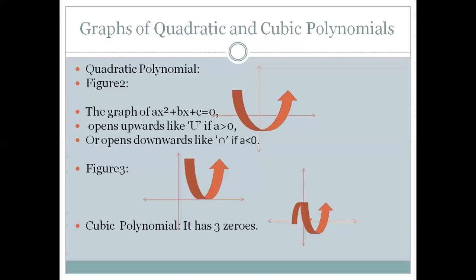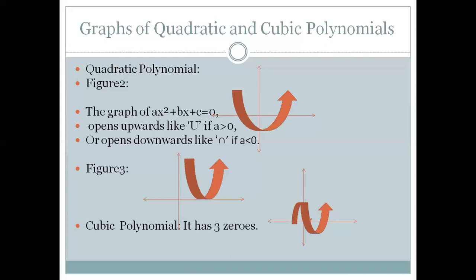But if the U shape is covering only the completely positive direction of x-axis, then both the zeros are positive. Then if the U-shaped curve is covering completely the left side of x-axis, that means the negative x-axis, that means both the zeros are negative. Now you see here the graph of ax square plus bx plus c is equal to 0. It opens upwards like capital U if a is greater than 0.